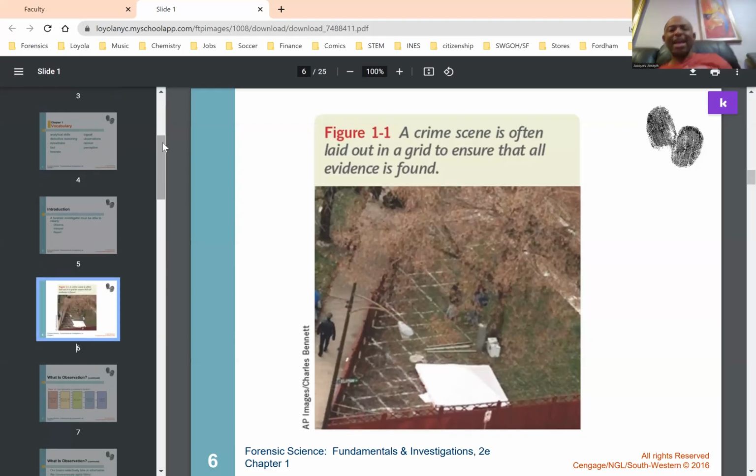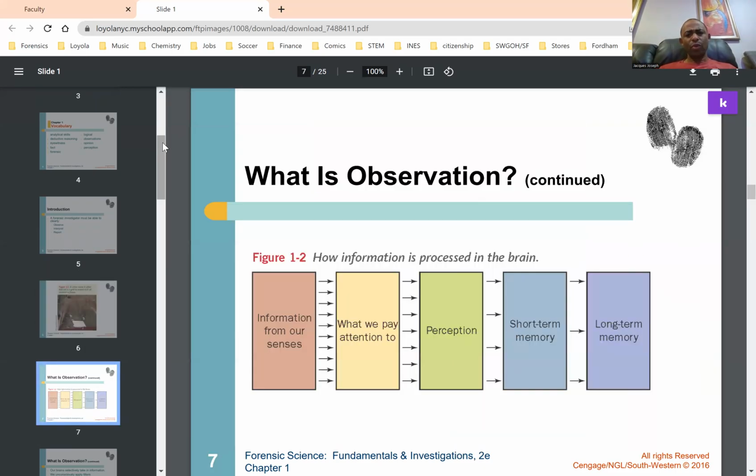So there's something interesting happening when you observe. There are filters in your brain. Your brain filters information because if our senses were getting all the information from your surroundings, you would go crazy. So right now I'm in my living room, and there's so much information that it would drive me crazy.